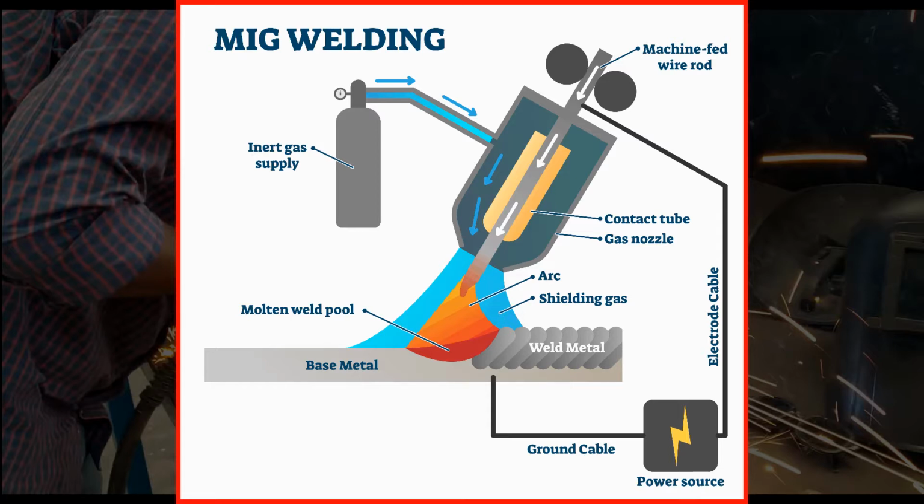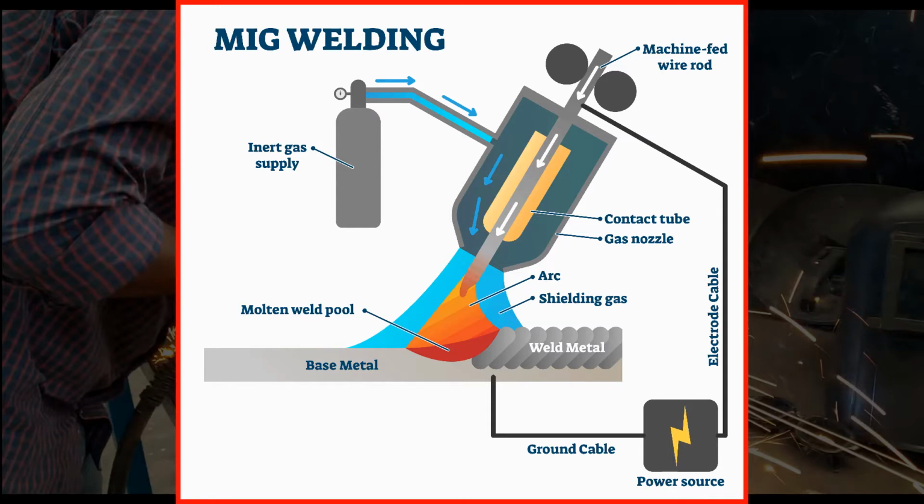One thing is very important here: our electrode is in the form of a small diameter wire. In place of an electrode rod, we use a continuously feeding wire as the electrode. It means the small diameter wire is continuously consumed and continuously fed in this process. This is the main characteristic of metal inert gas welding.